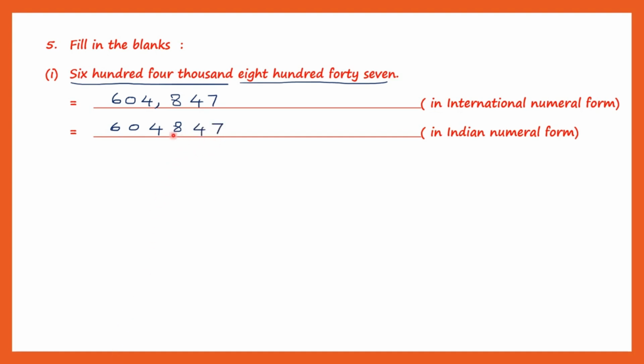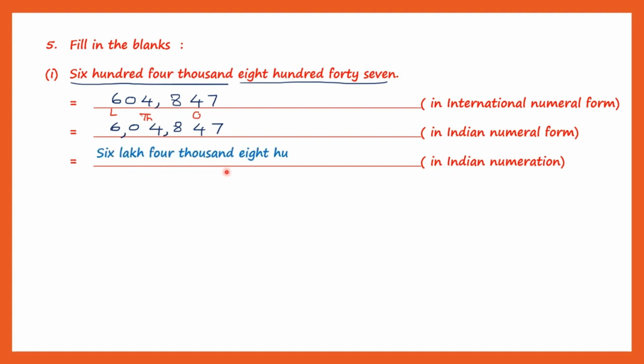Now let's read the places according to the Indian system. Ones, tens, hundreds, thousands, 10,000s, lakh. So let's place the commas first. Ones, tens, hundreds, comma, thousands, 10,000s, comma. So what are the periods here? This is the ones period, this is the thousands period, and this is the lakhs period. So let's read it. 6,04,847. The next thing is we have to write in Indian numeration. That means in words. So let's write it. 6,04,847. So we have written this in words.